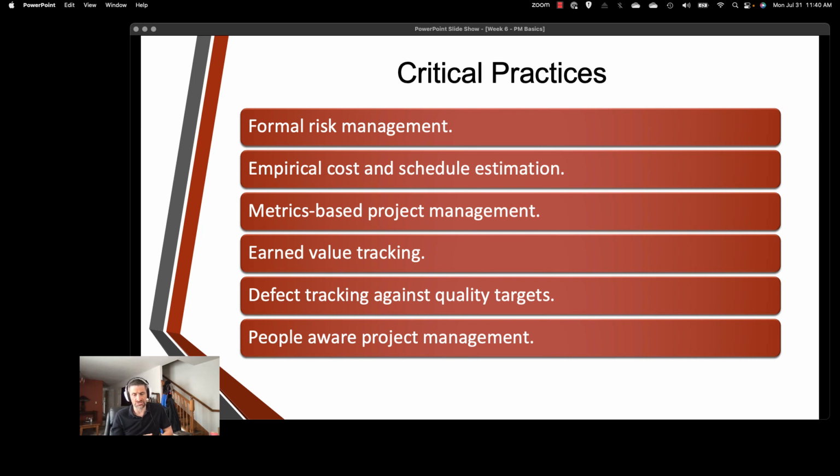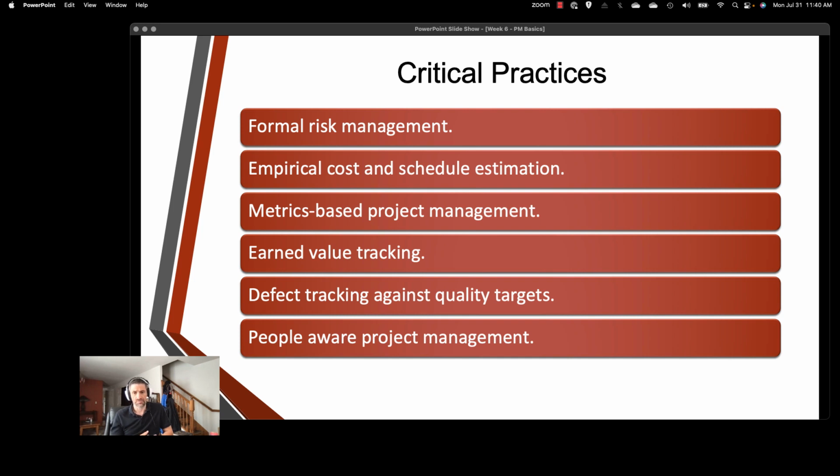Defect tracking against quality targets. So we need to make sure we're aware of the defects that are happening and find them, monitor for them, and compare them against predefined quality targets to ensure we have high quality software delivery. Remember, high quality software is one of the most important aspects of software development.